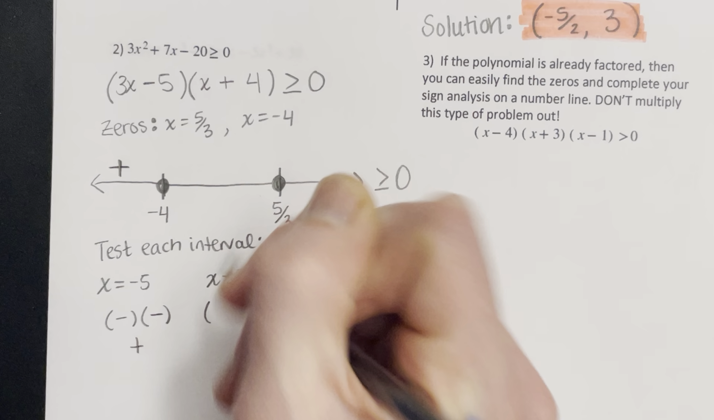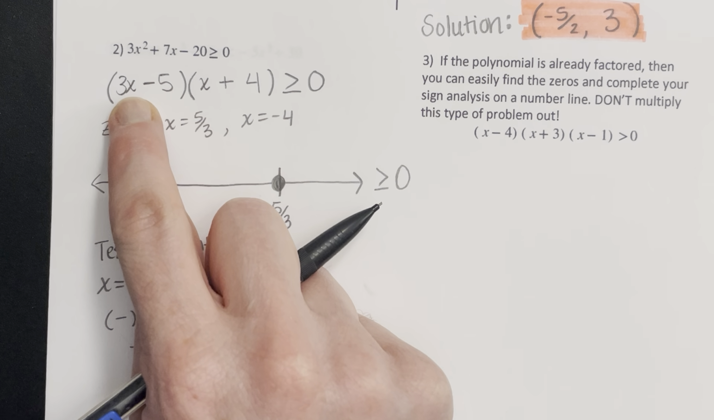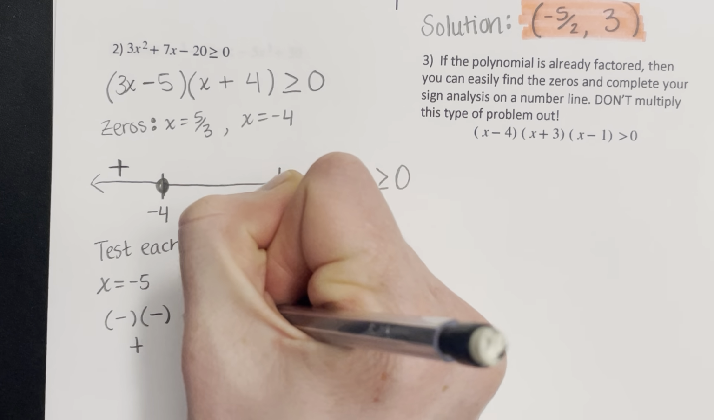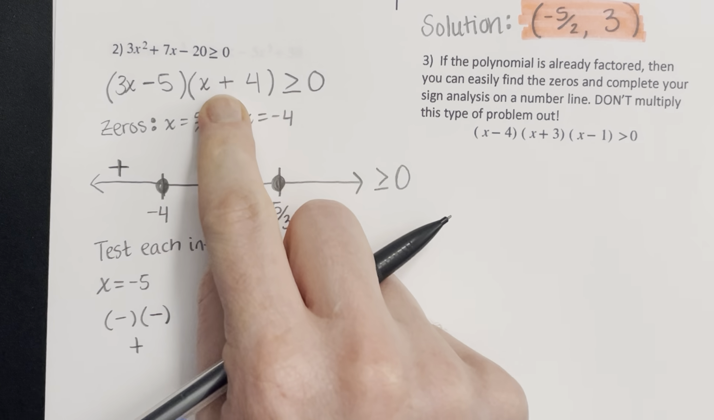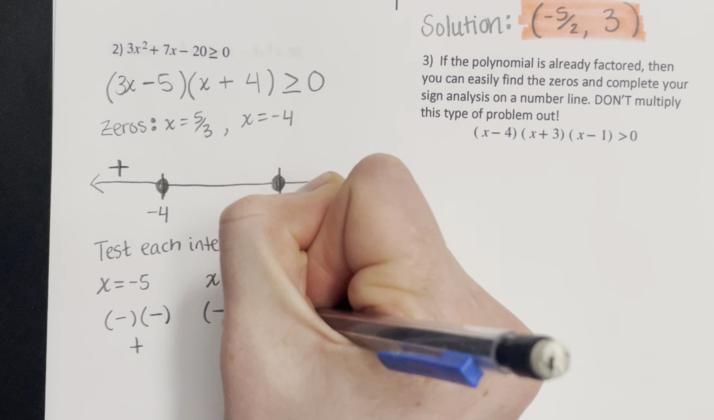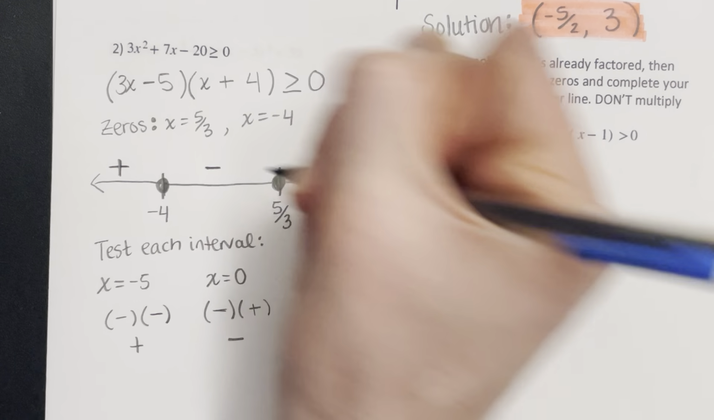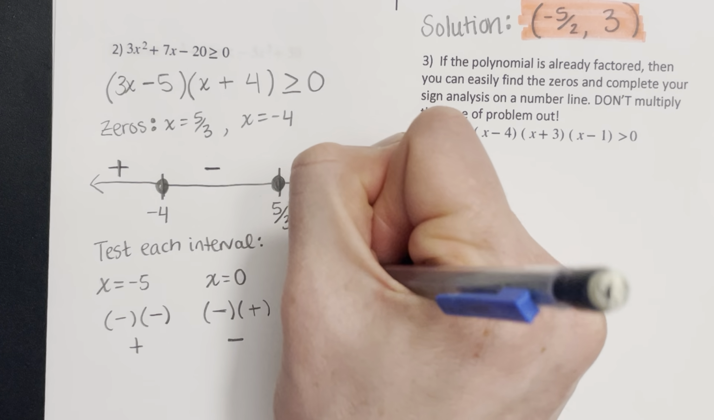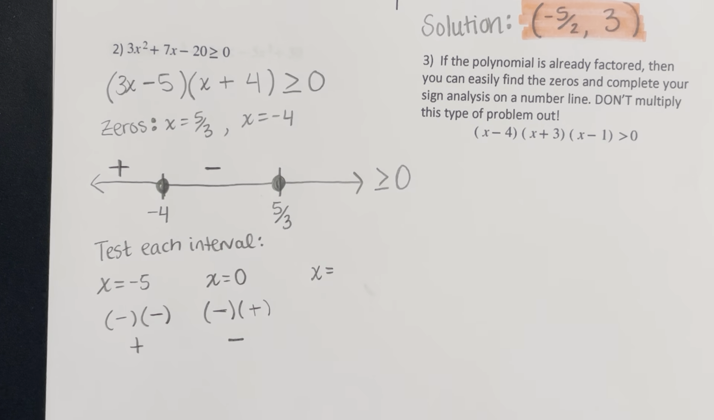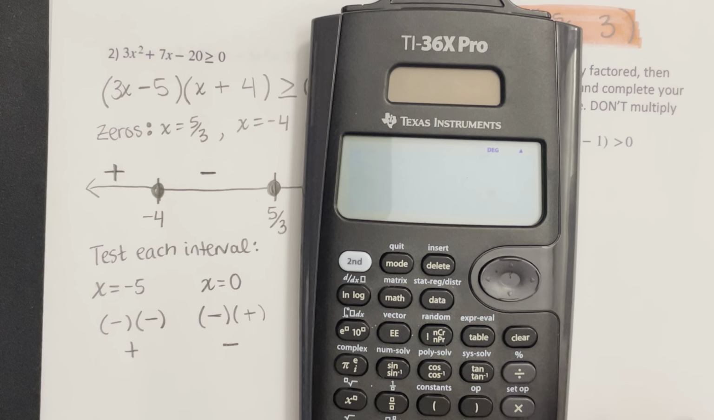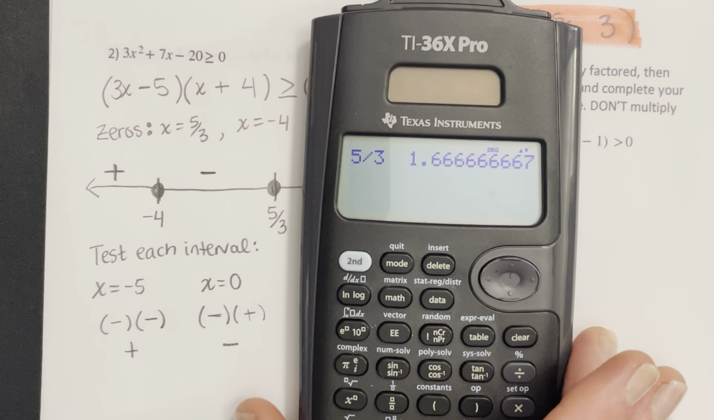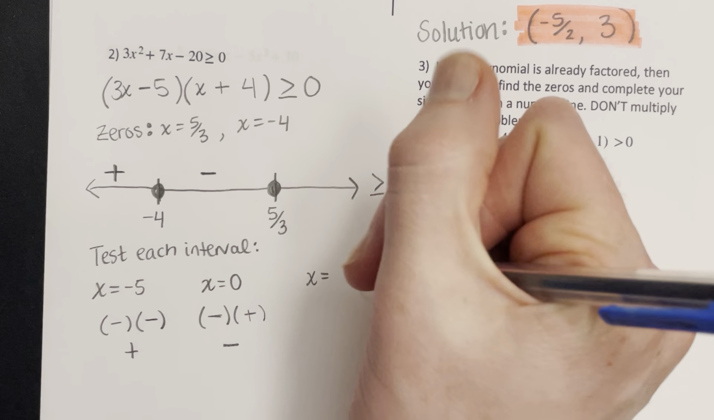If I plug in 0, I have 3 times 0 is 0. 0 minus 5 is negative 5, so that's a negative number. And 0 plus 4 is a positive number. We get a negative times a positive, which is negative. And we pick something to the right of 5/3. Now, if you're not sure what those values are, you just need to go into your calculator and figure out what is 5/3. 1.666 repeating. And you pick something to the right of it.